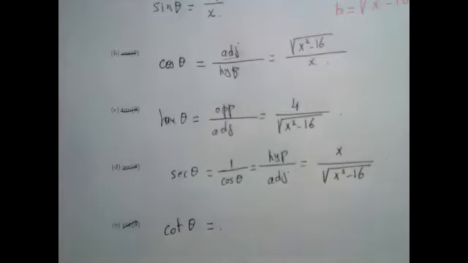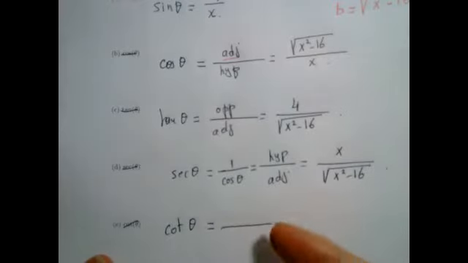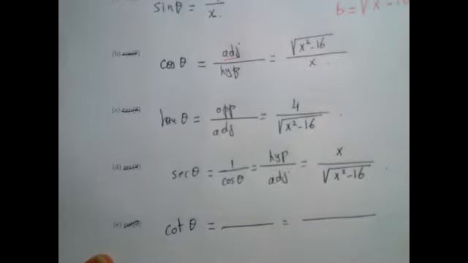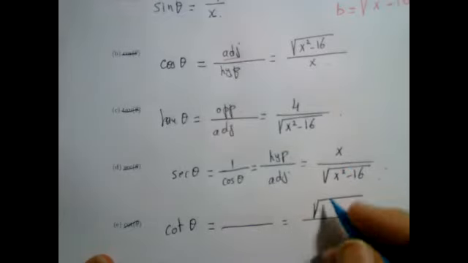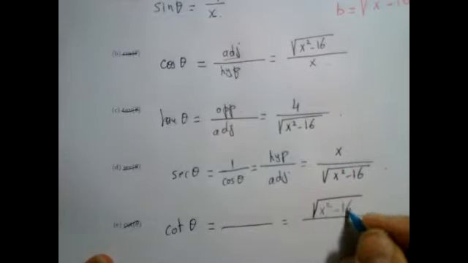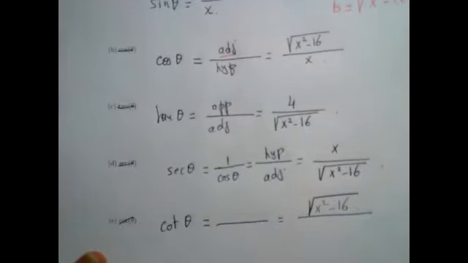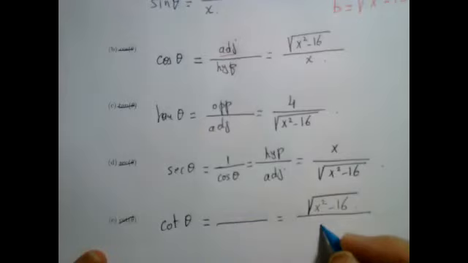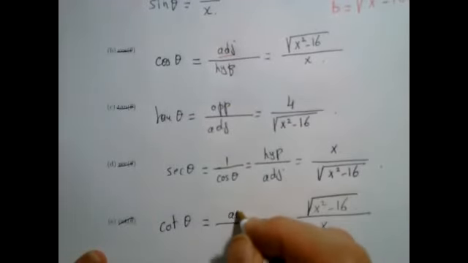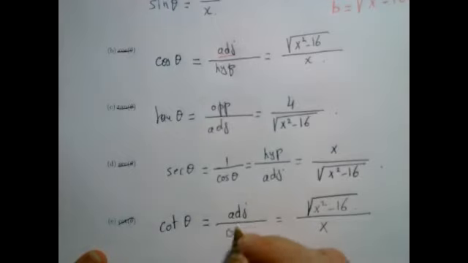What's the cotangent? Would it be a radical x squared minus 16 over x? Let me repeat what you said, because somehow your voice is not very clear. Over x. All right, so let us see the cotangent. The cotangent is the reverse of tangent. So the cotangent is the adjacent over the opposite.